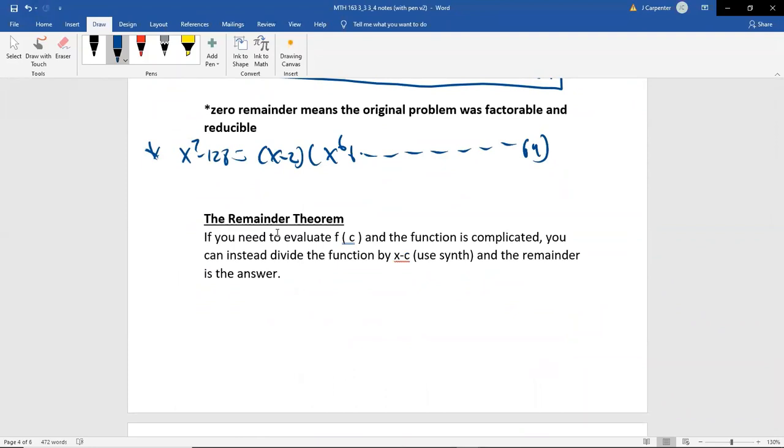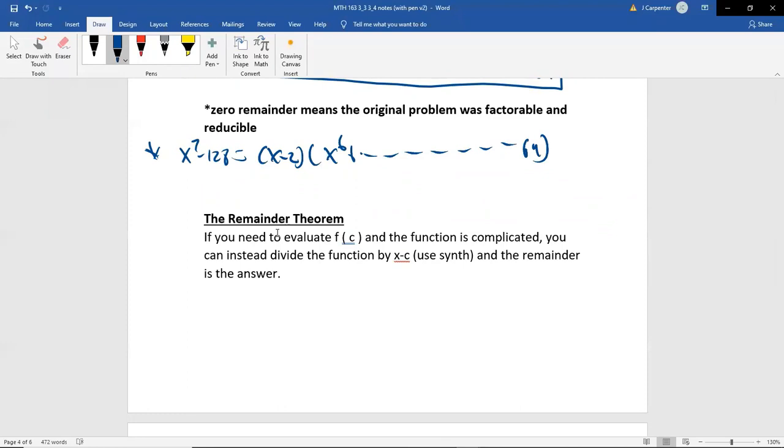If you need to evaluate a function at a certain value c, that's what f of c means. If you need to evaluate a function at a number, and the function is complicated, you can instead divide the function by x minus c. You could use long division, but my parentheses is suggesting that you use synthetic division for the sake of time and complexity. And when you do this, the remainder is the answer.